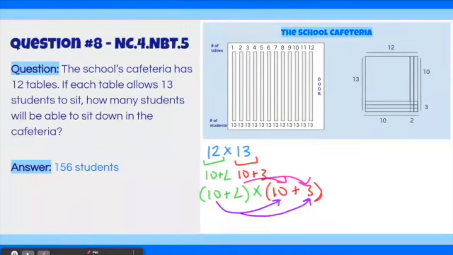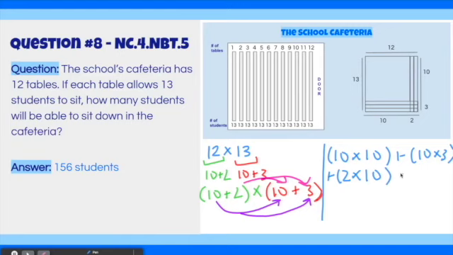Okay, so what that looks like is, we're going to write this up here. We're going to have 10 times 10 plus 10 times 3 plus 2 times 10 plus 2 times 3. So these two up here are when you distribute the 10, and these two are when you distribute the 2.